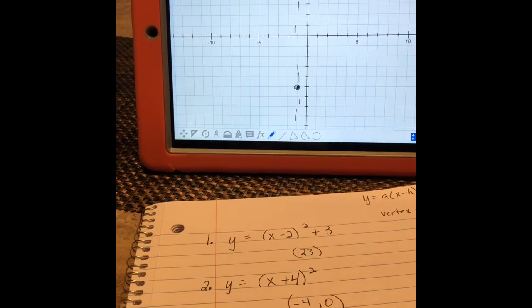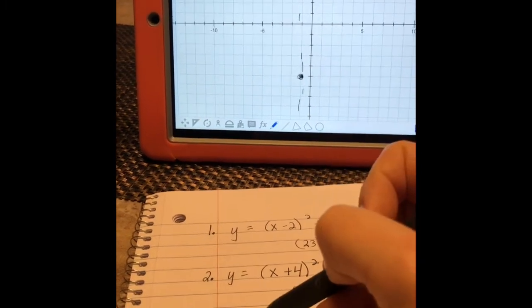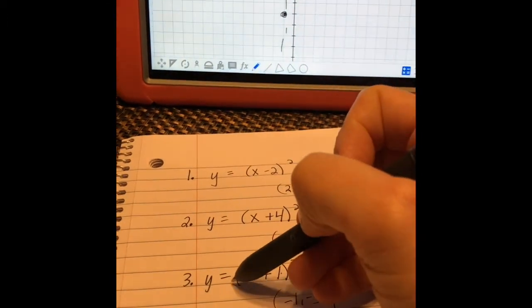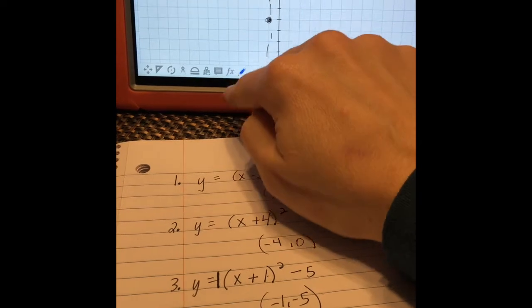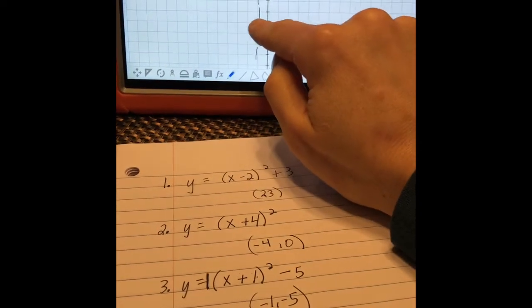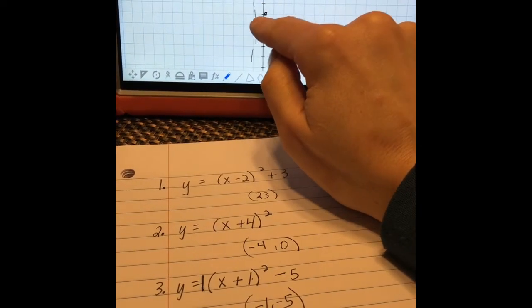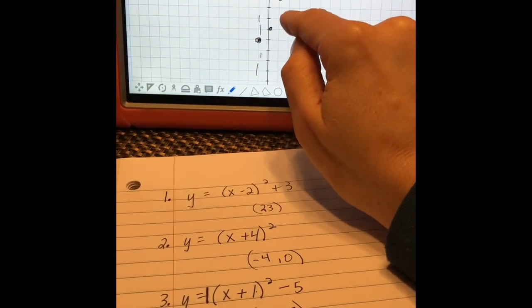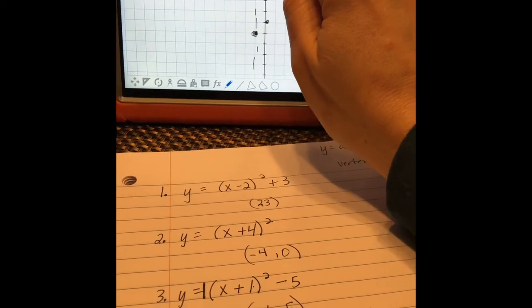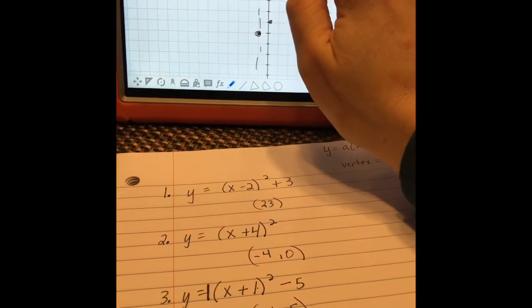And then you go to the a value. So vertex first, then a value. And number 3, my a value is again 1. I don't see anything there, so that's a 1. But I love an a value of 1 because from my vertex, I go over 1 and up 1. I go over 2 and up 4. I go over 3 and up 9. I think I counted that right.